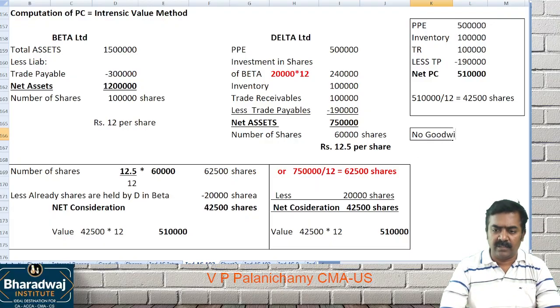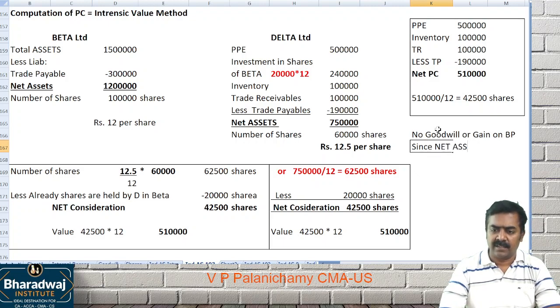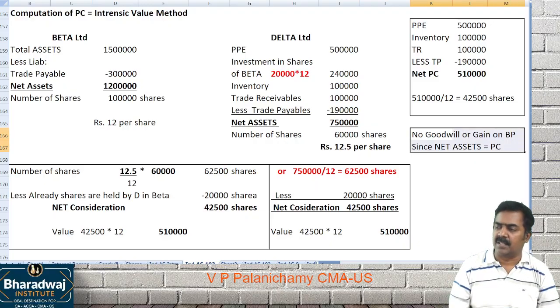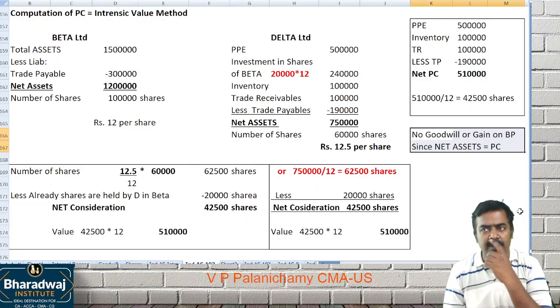No goodwill or which one? Gain on bargain purchase, since net assets is equal to purchase consideration. Purchase consideration equals the net assets. Therefore, no goodwill or what? Gain on bargain purchase.